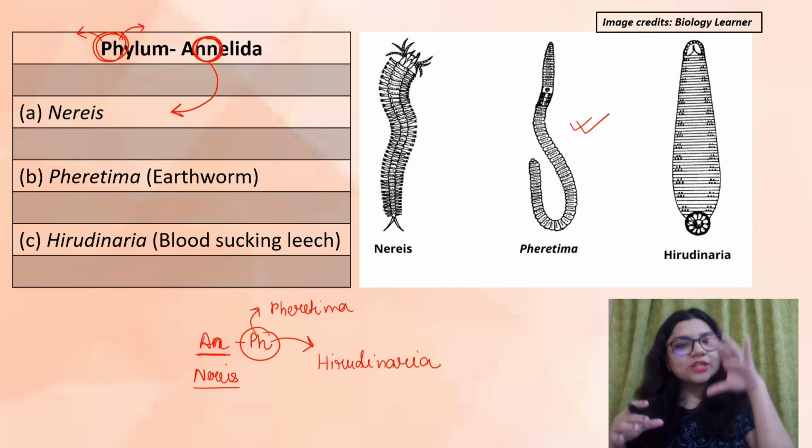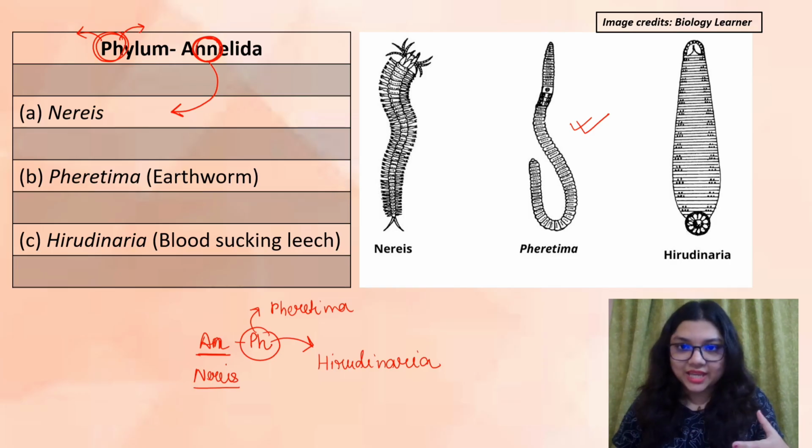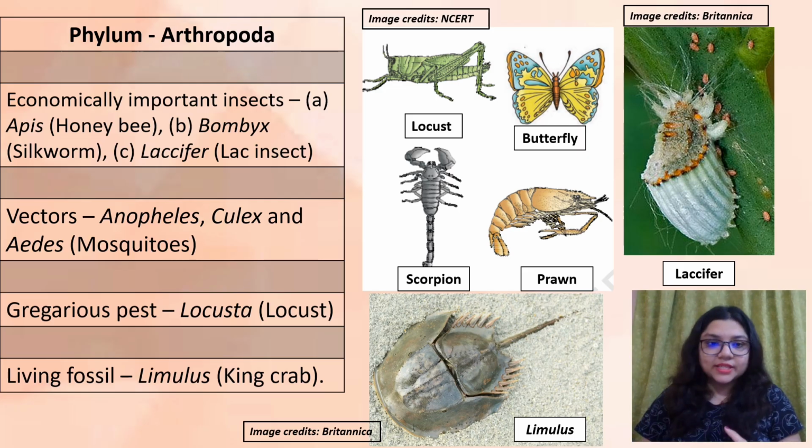ठीक है, these are all small examples. तो आप जितना revise करोगे and you keep writing, the examples will get stuck here. Okay, then phylum Arthropoda में क्या है? Arthropoda का मतलब you're basically talking about different kind of insects, right? So economically important insects हम लोगों के पास क्या है?